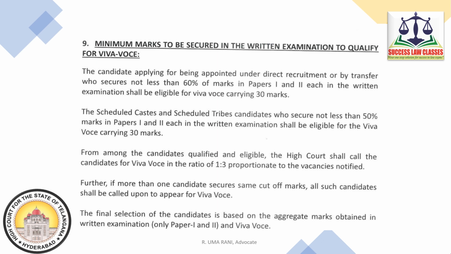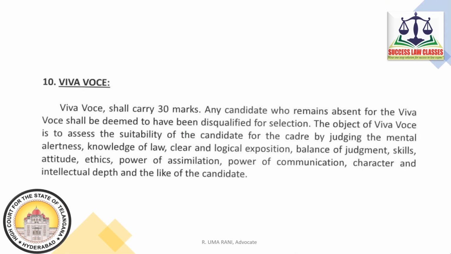From among the candidates qualified and eligible, the High Court shall call the candidates for viva in the ratio of 1 is to 3 proportionate to the qualified. Further, if more than one candidate secures the same cutoff marks, all such candidates shall be called upon to appear for the viva exam. Then the final selection of candidates is based on the aggregate marks obtained in the written examination, that is only paper 1 and paper 2, and viva voce. Viva voce shall carry 30 marks. Any candidate who remains absent for the viva shall be deemed to have been disqualified for selection.